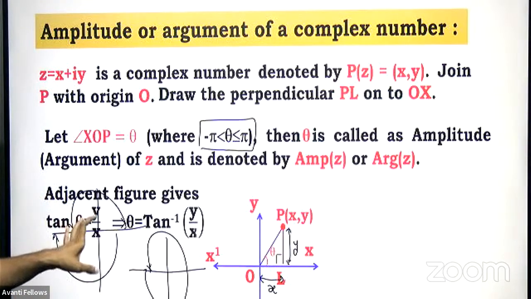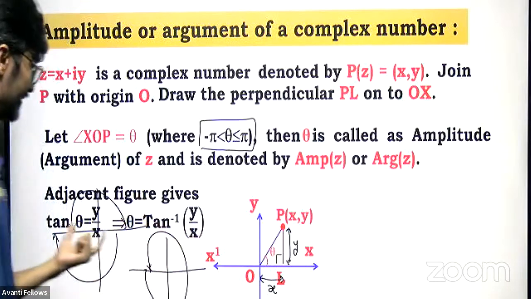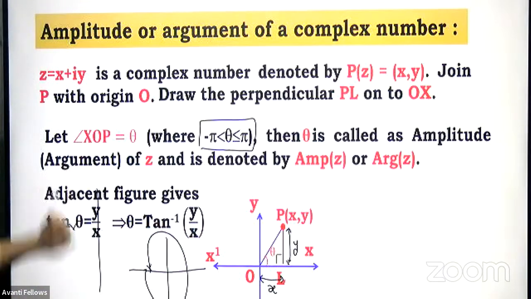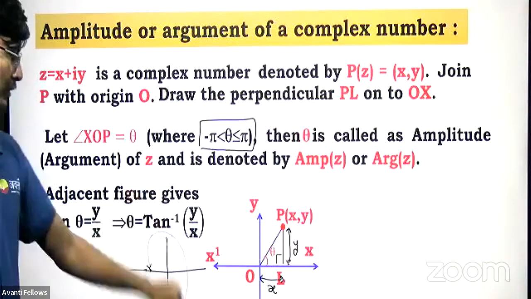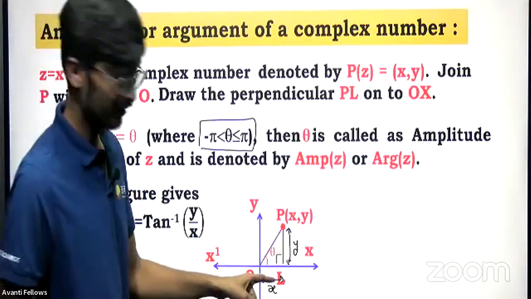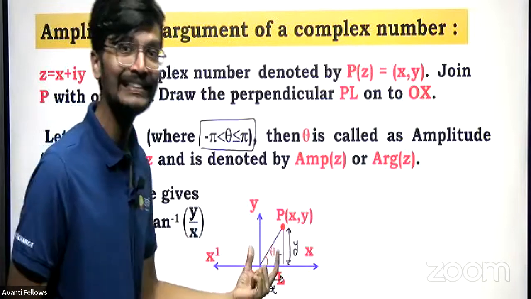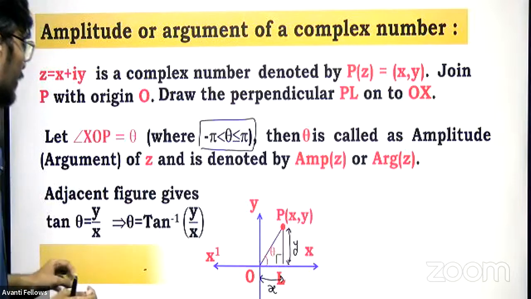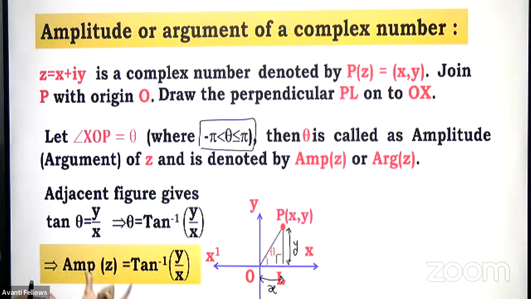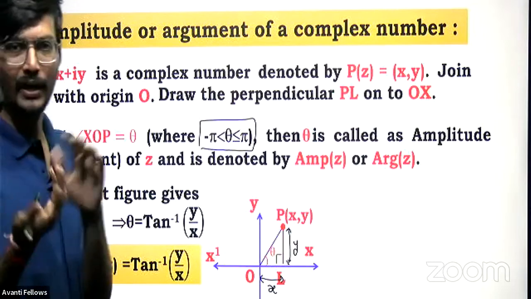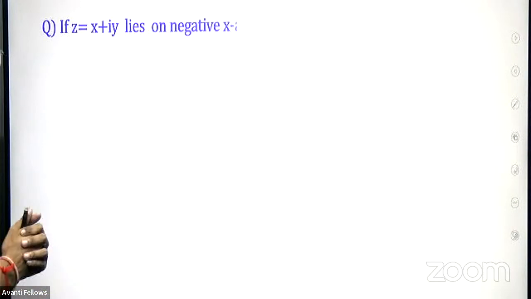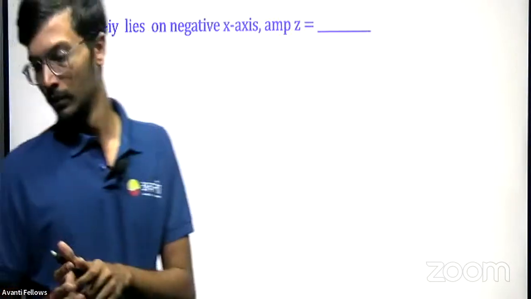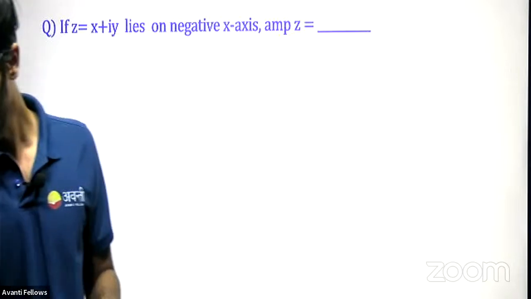Let's see what the amplitude is. It is basically tan inverse of y upon x. You can see tan theta is opposite upon adjacent, which means tan theta is y upon x. Let's see the next. You can see it is highlighted because it is very important. There are two names, amplitude and argument. Got it? Let's now again focus on the questions.